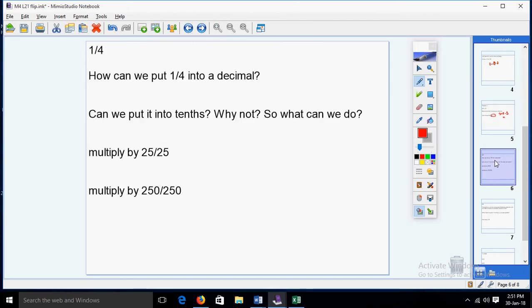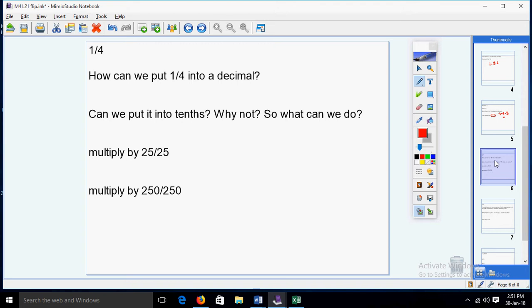All right, let's try this one. Okay, 1/4. How can I put 1/4 into a decimal? It's not as easy as the last one we did. Sorry, but we can still work this. Can we put 1/4 into tenths?